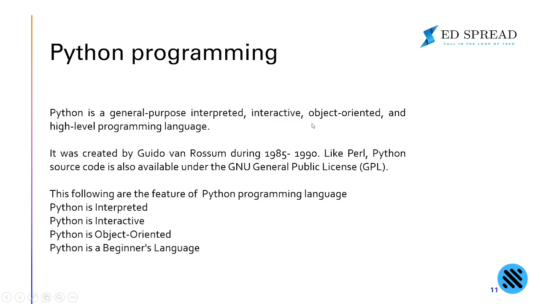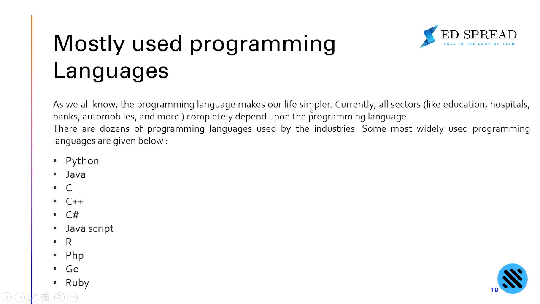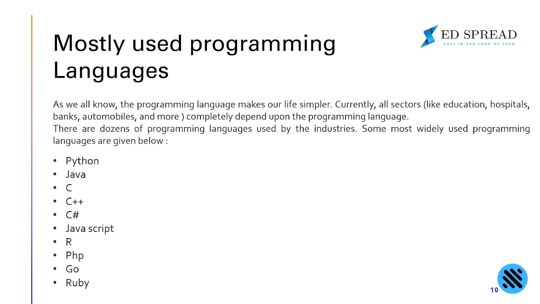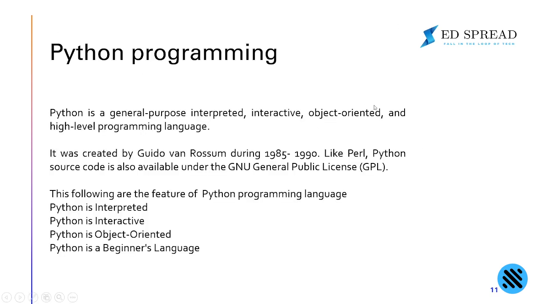And now let us see what is object oriented. Object oriented is explained here. Object oriented programming language is totally based upon objects, right? And it is used to implement real world entities such as inheritance, polymorphism, and abstraction. These three are nothing but OOPS concepts, right? So let us see them in detail afterwards. So let us go down.